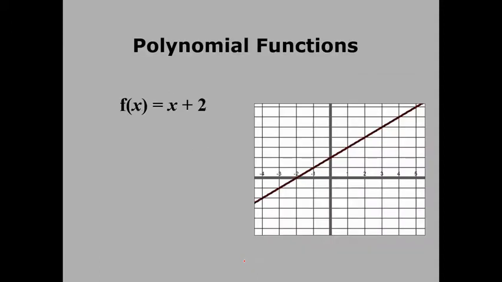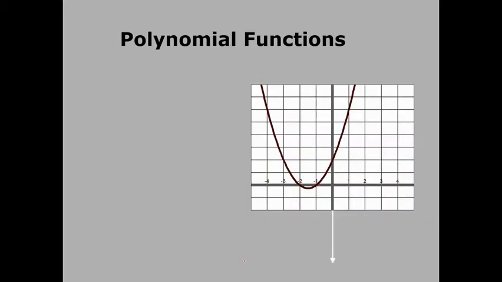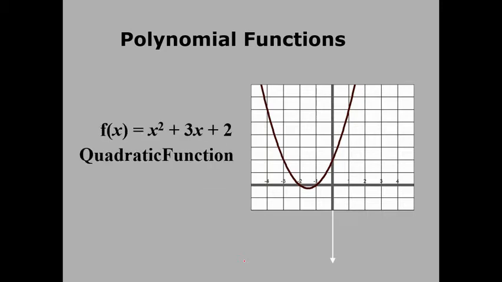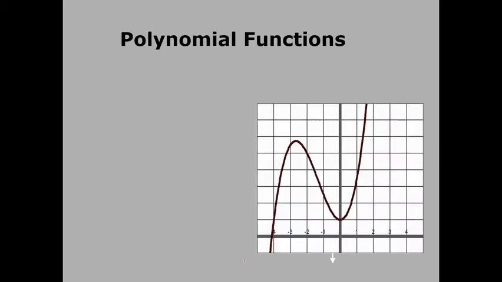For polynomial functions, this time this is a linear function. We only have a degree of 1. So the maximum number of zeros is 1. So your linear lines always cross the x-axis once. All right, let's look at this next one, a quadratic function. Please tell me how many degrees it is. That's right, it is 2 degrees, which means the maximum number of zeros you have is, that is correct, 2 zeros.